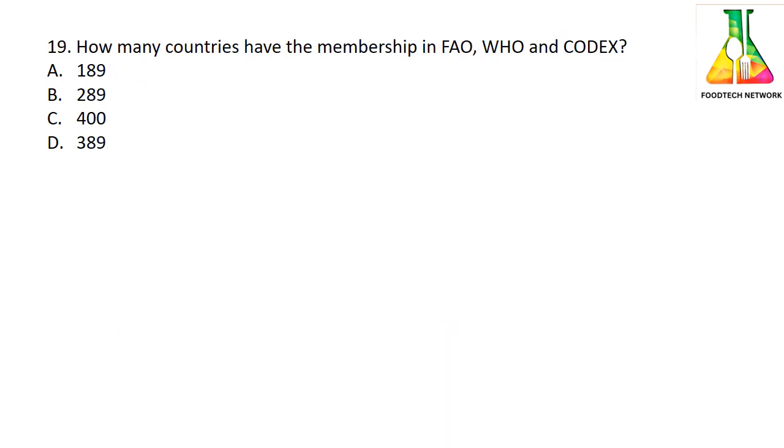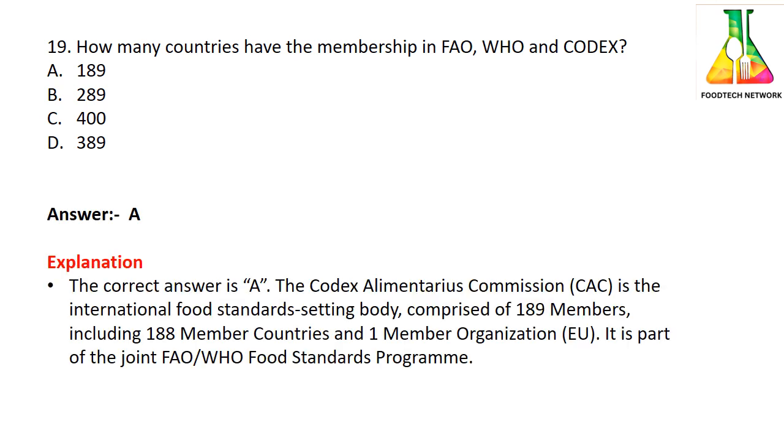How many countries have membership of FAO, WHO, and Codex? Option A 189, option B 289, option C 400, and option D 389. So the correct answer is 189. The Codex Alimentarius Commission is the international food standard setting body comprised of 189 members, including 188 member countries plus one member organization, that is the EU, and it is a part of the joint FAO WHO food standards program.